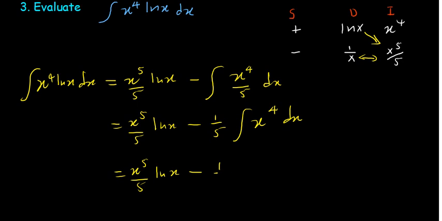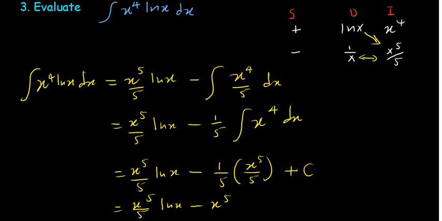minus 1 over 5. So we integrate now x to the power 4. All we do is add the 1 to the power, that will give us x to the power 5. The same power, divide by it, and then simply add the constant of integration c. Therefore the integral is x to the power 5 divided by 5 natural log of x minus x to the power 5 divided by 25 plus c. So that is the integral of this one then.